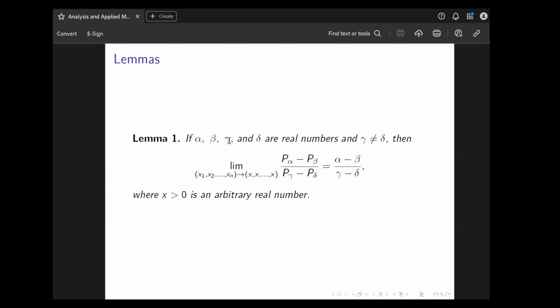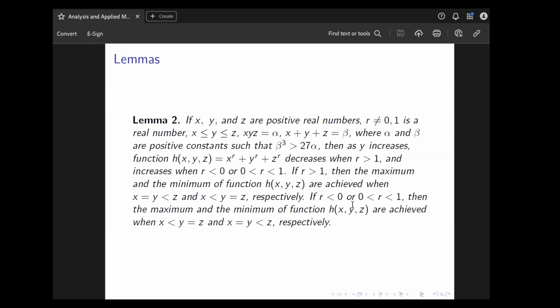It says if alpha, beta, gamma, and delta are real numbers, and gamma is not delta, then the difference of power means corresponding to these parameters, when x1, x2, ..., xn approach the same number x, so when all of the numbers approach one and the same number, is equal to alpha minus beta divided by gamma minus delta. This is an exercise in calculus. I included it in the paper with its proof.